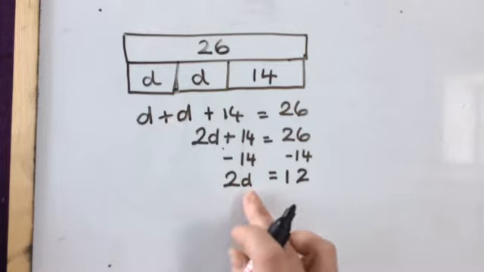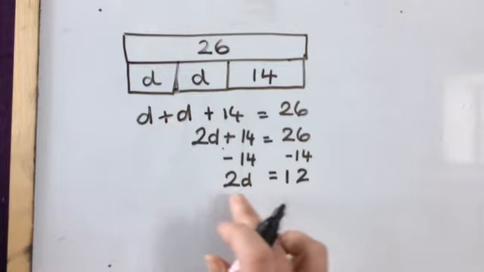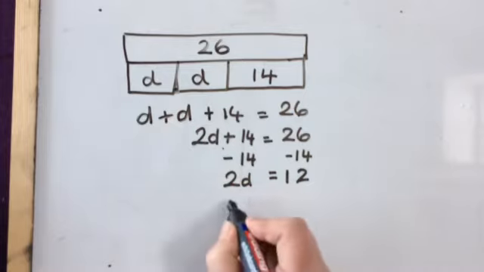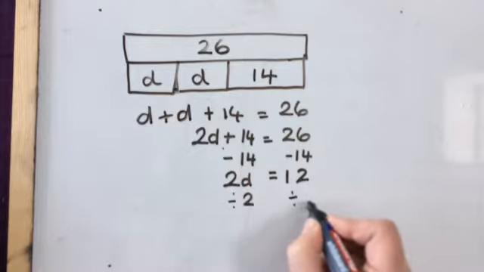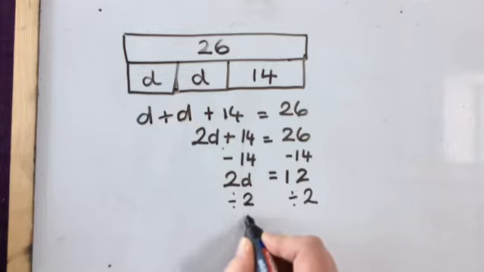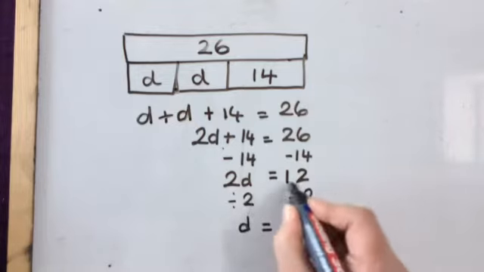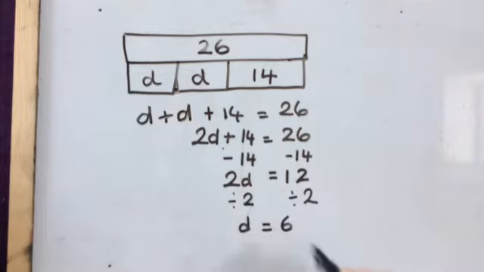And then we've got 2D. So this is like a multiplication, it's 2 times D. So we'll need to divide by 2 on both sides. So we will have then D on this side, and 12 divided by 2 is 6. So the answer will be 6.